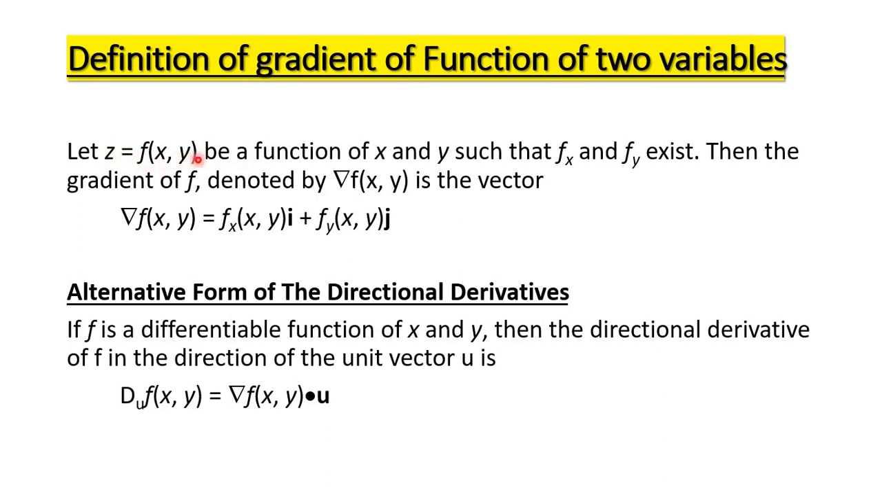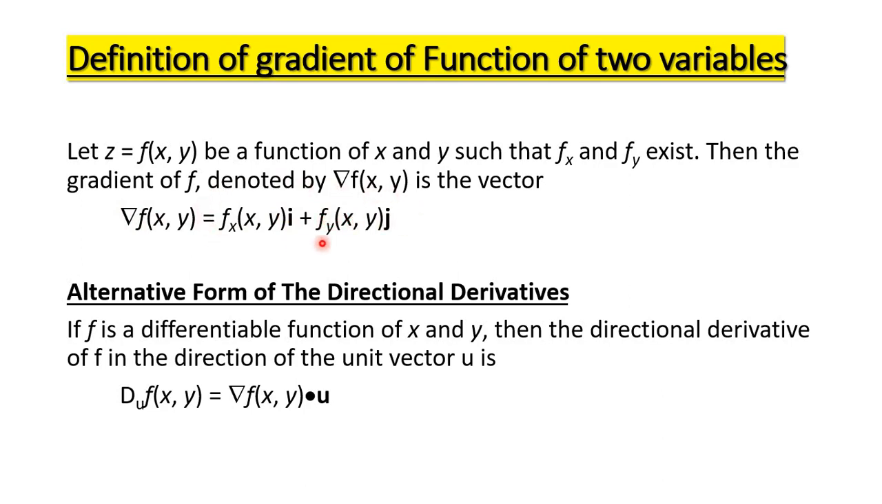Let z equal f(x,y) be a function of x and y such that fx and fy exist. Then the gradient of f, denoted by nabla (the inverted triangle symbol), of f(x,y) is the vector fx(x,y) i plus fy(x,y) j.